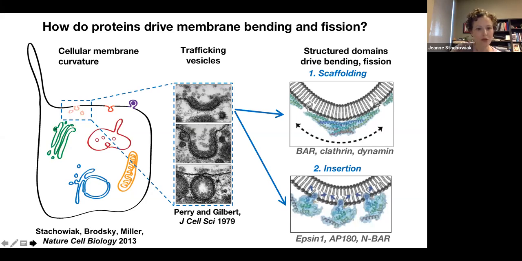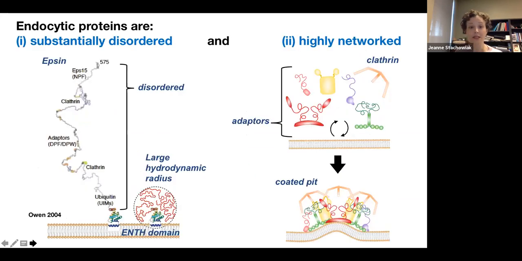But a really important thing to understand about many of these endocytic proteins is that they also have substantial regions of disorder. So here we're looking at the same little helix of this protein called epsin inserting into the membrane. And on the previous slide, I was just showing you the structured portion of epsin called the ENTH domain. But you can see there's also this large intrinsically disordered domain.